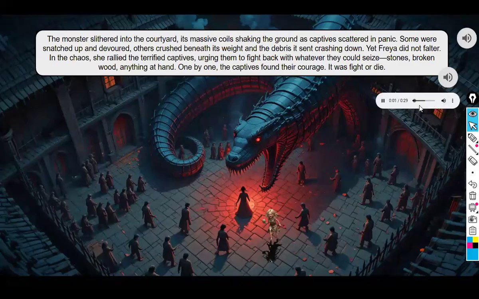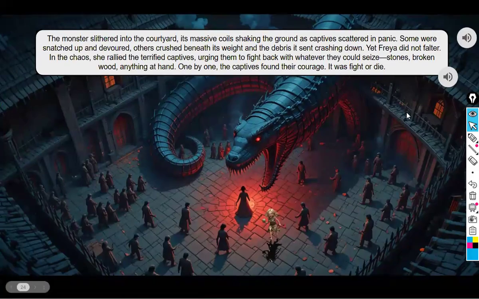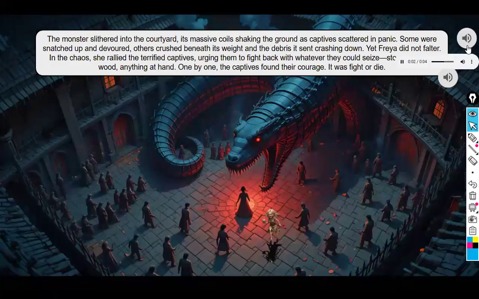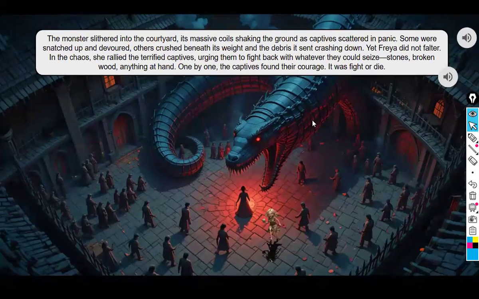The monster slithered into the courtyard, its massive coils shaking the ground as captives scattered in panic. Some were snatched up and devoured, others crushed beneath its weight and the debris it sent crashing down. Yet Freya did not falter. In the chaos, she rallied the terrified captives, urging them to fight back with whatever they could seize: stones, broken wood, anything at hand. One by one, the captives found their courage. It was fight or die. All right, so it seems some panic in the cage there.